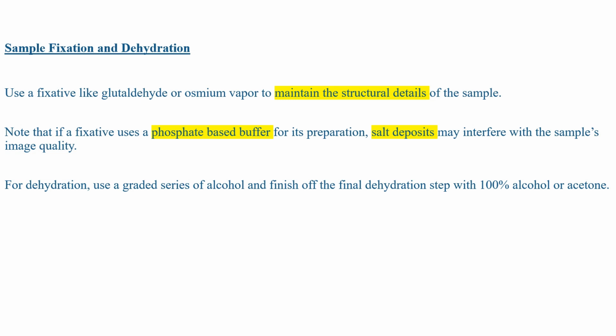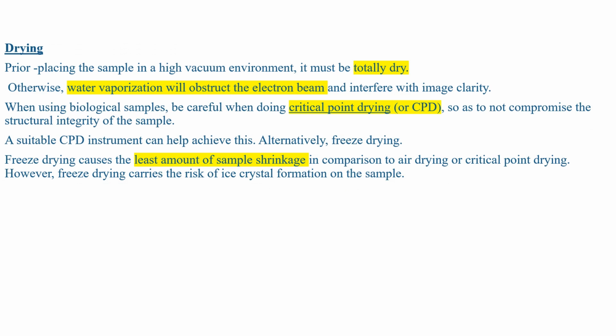For biological samples, we use chemicals to preserve their shape and remove water so it won't interfere. For dehydration, use a graded series of alcohol and finish off the final dehydration step with 100% alcohol or acetone. The sample must be completely dry to avoid vapor that can mess up the electron beam.